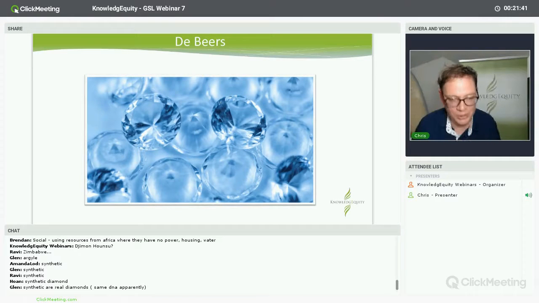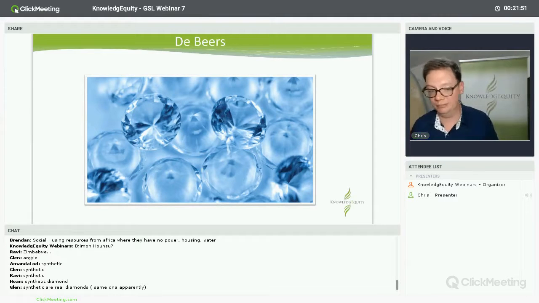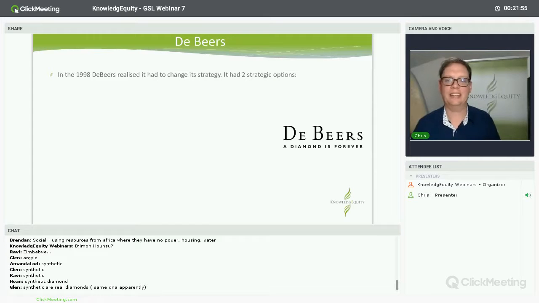All right, synthetic or real diamonds, same DNA? I'm not sure DNA is what they have, but the same carbon structure. Wow. Okay. Well, outside my area of expertise.